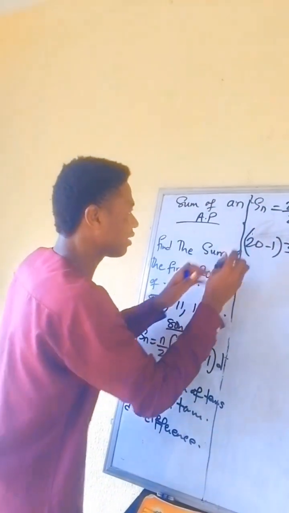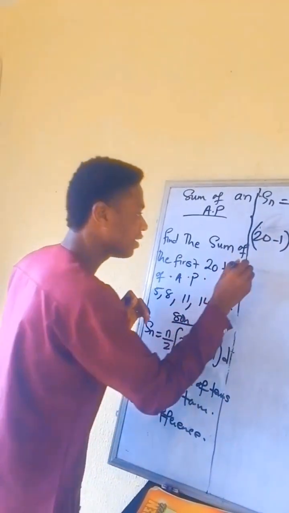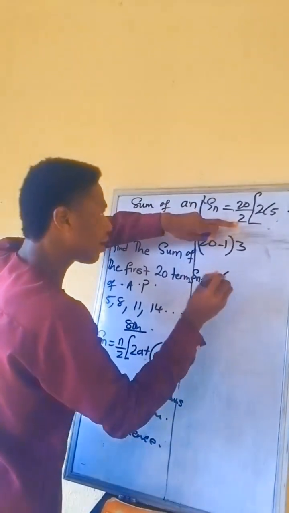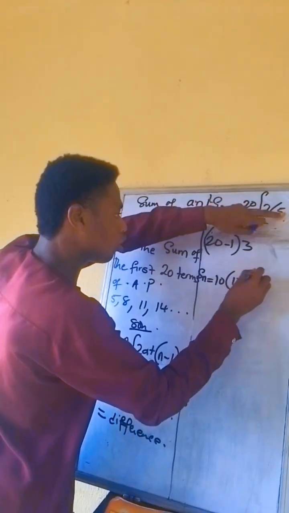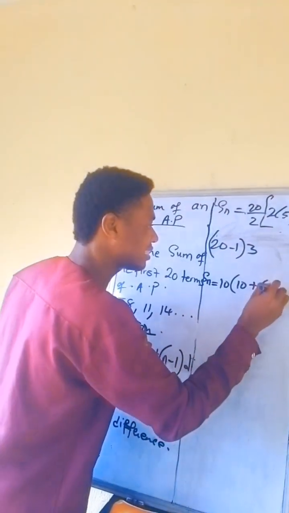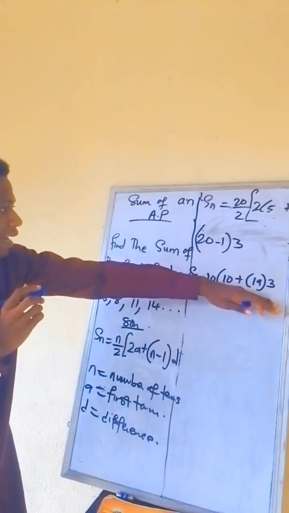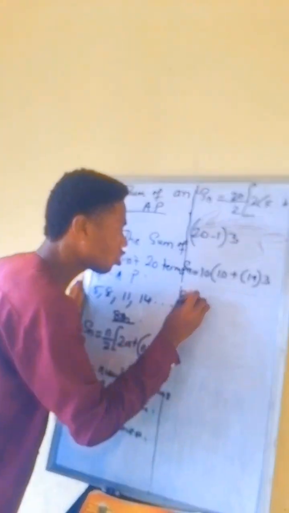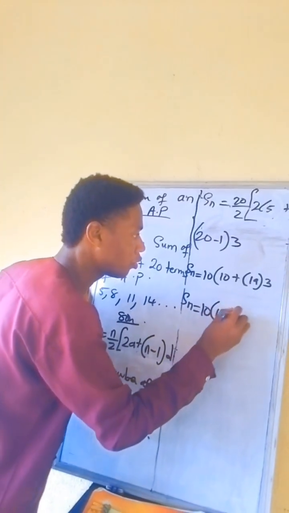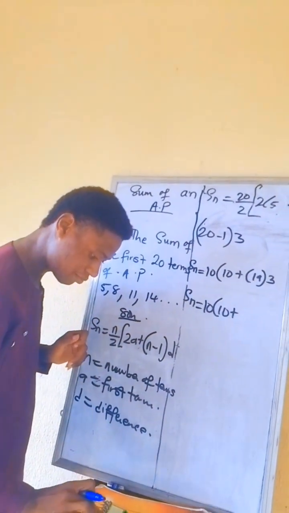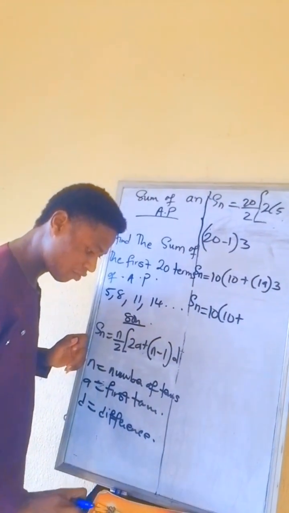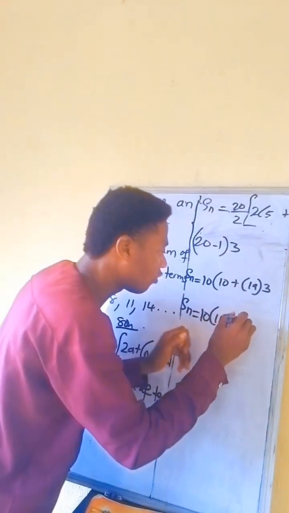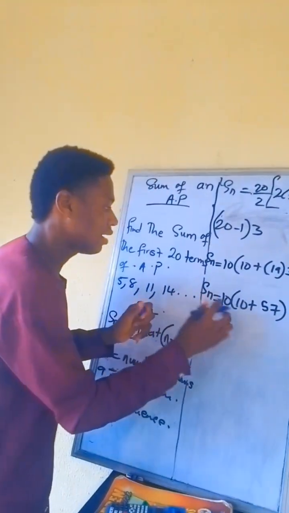Now let's break this down. Let me write it small so that everything can be in a straight line. Now Sn is equal to 20 divided by 2, which gives us 10. Bracket 2 times 5 gives us 10, plus 20 minus 1, which gives us 19, times 3. Are you following? Everything is now in a straight line. Next step: Sn equals 10 bracket 10 plus 19 times 3. If you open the bracket, 19 times 3 gives us 57.